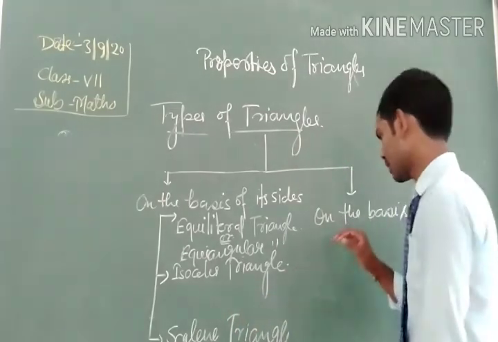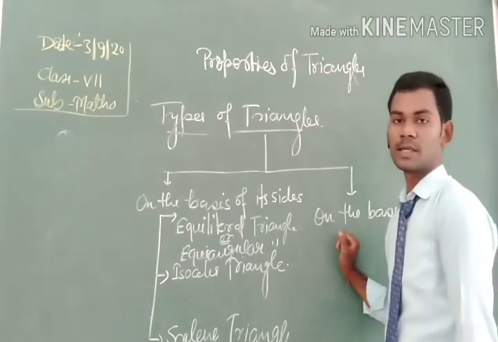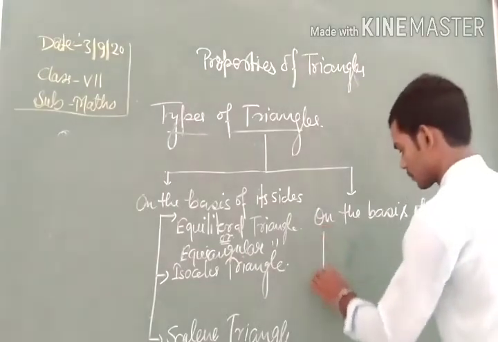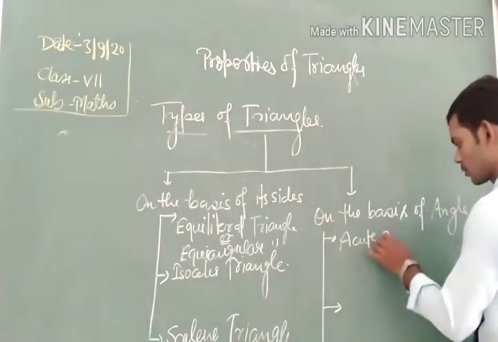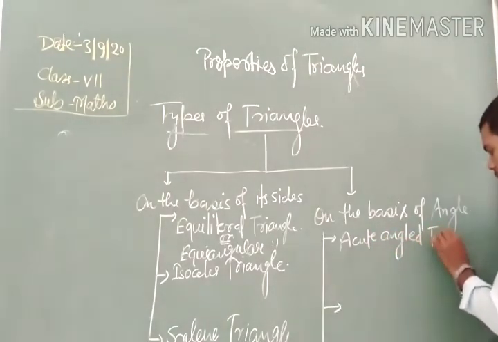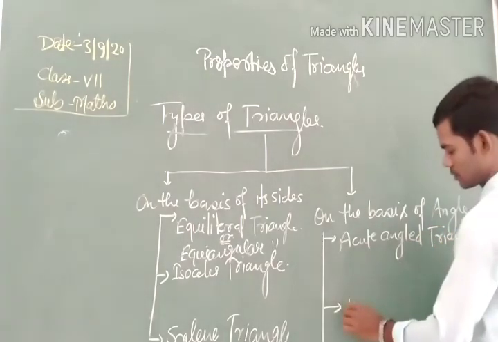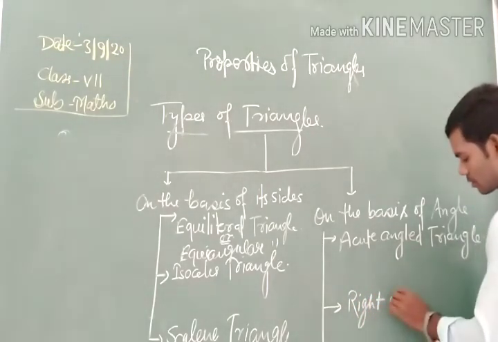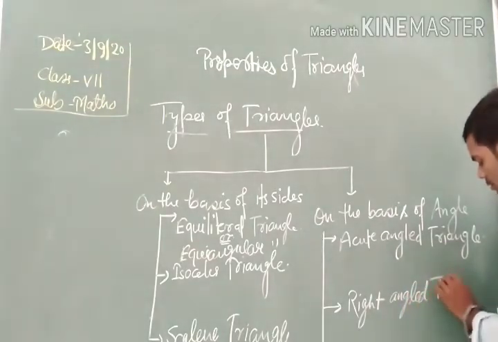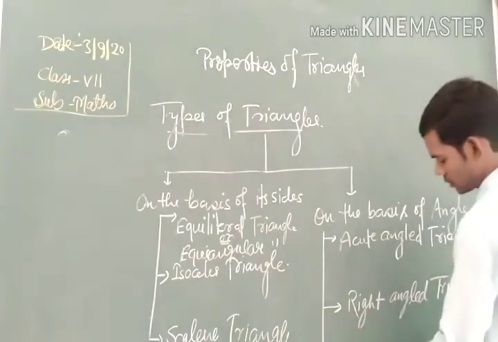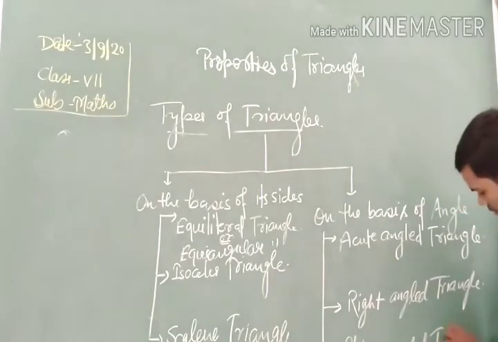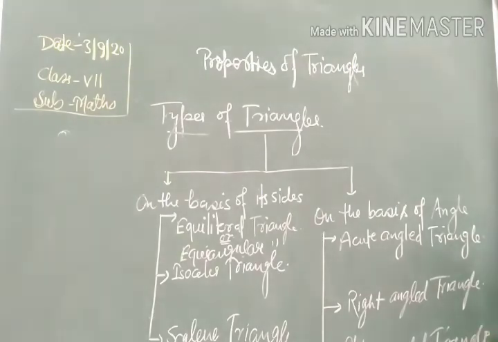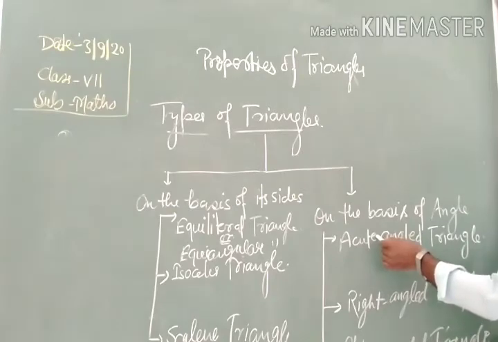Before giving the definitions, let us see the categories of triangle when categorized on the basis of its angle. The first name is acute angled triangle. The second is right angled triangle, and the third is obtuse angled triangle. So there are also three types of triangle, which are based on their angle, and these are given here.